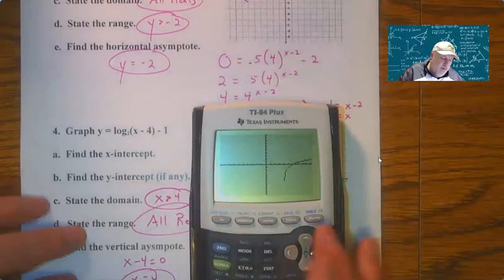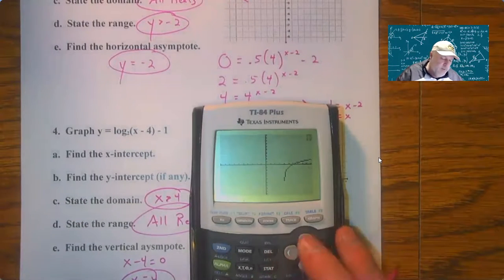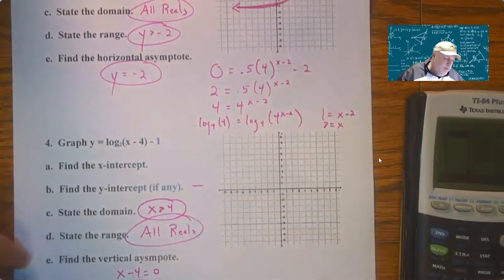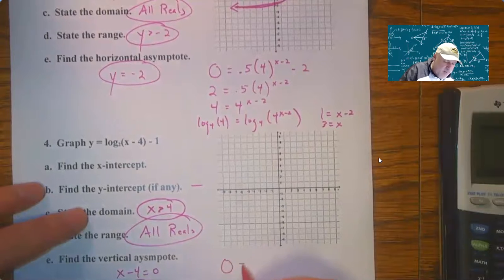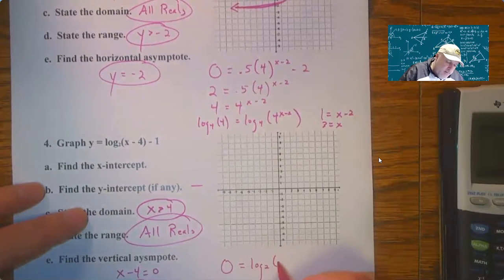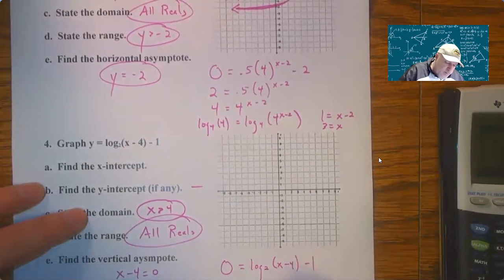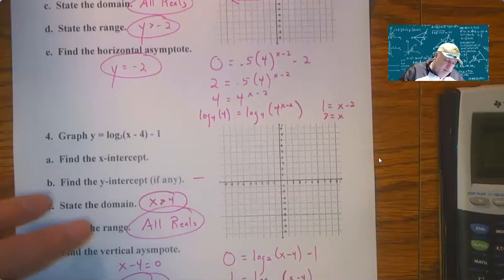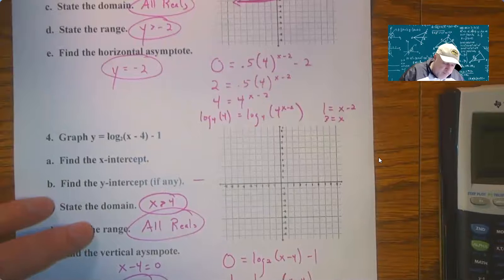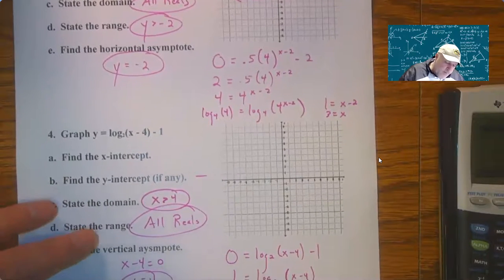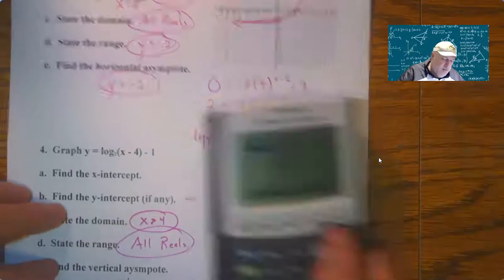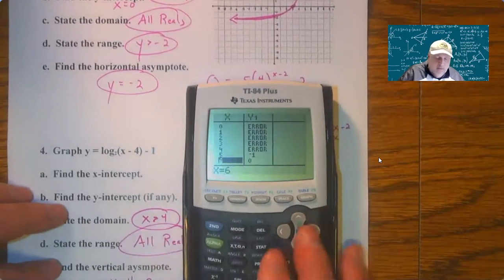And then again, if there is a y-intercept, there is not. You see an error, so that means there's not one. And then for the x-intercept, you can let y be 0 and try to solve for x. So 1 equals log base 2 of x minus 4. Then each of these gets the power of 2. So 2 would equal x minus 4, and then 6 would equal x. You can see that on your table too, that you get (6, 0).